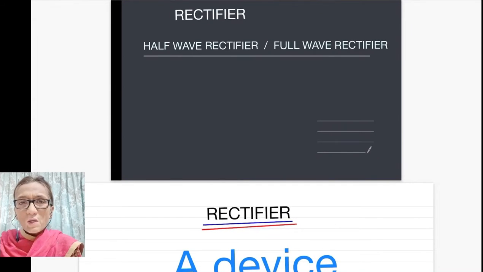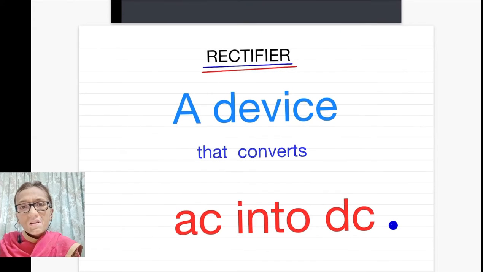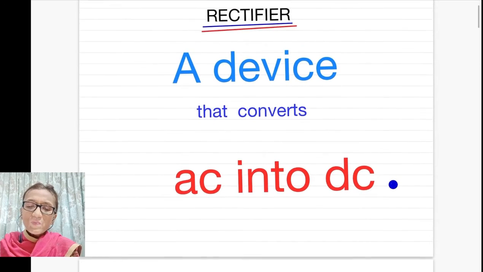Today we are going to discuss the rectifier in semiconductors. A rectifier is a device that converts AC current into DC current.